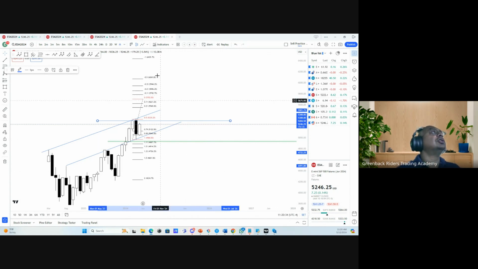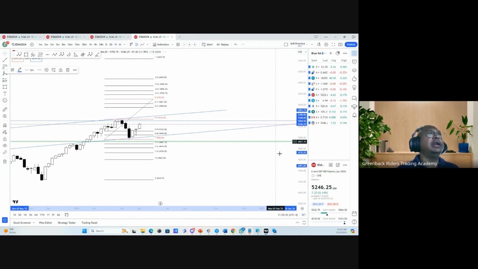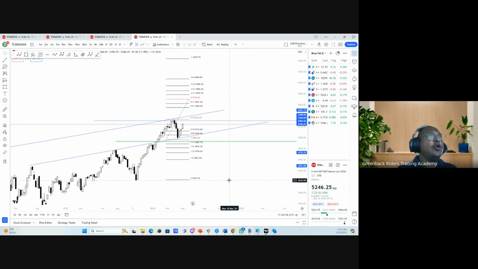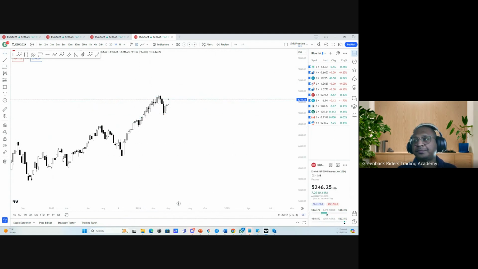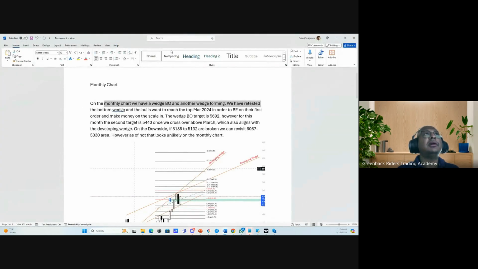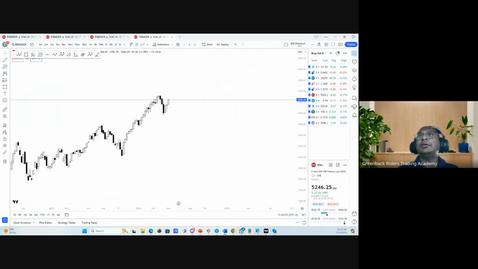Okay, everything looks good. So let us now go down to the weekly time frame. Once we are here in the weekly time frame, what you will notice is this is a tight bull channel. Let me remove all the drawings here and let me bring up my document here.